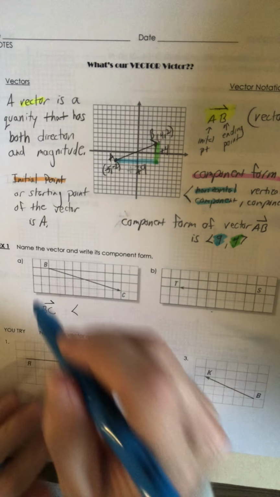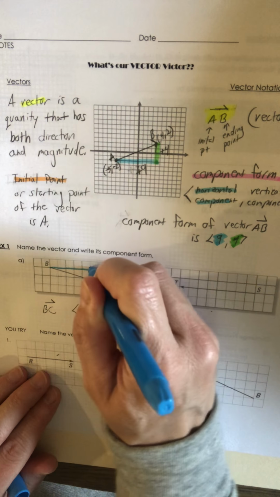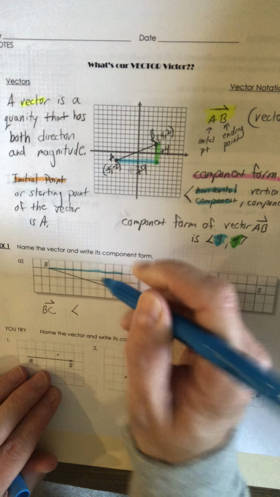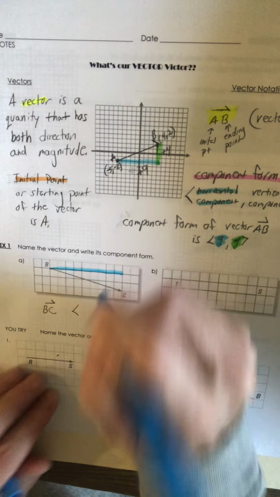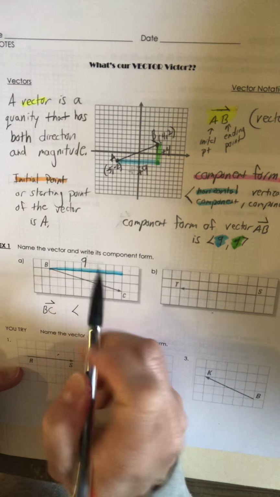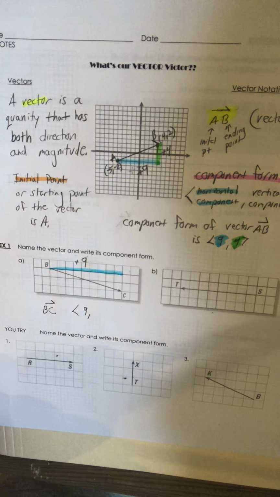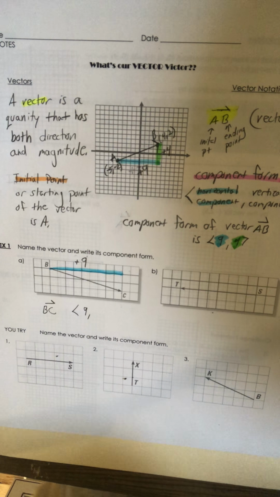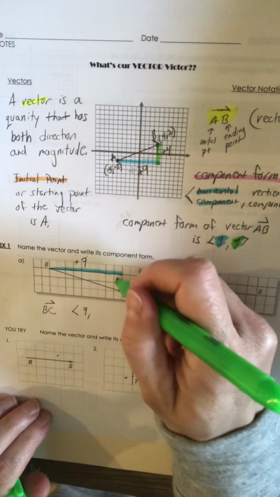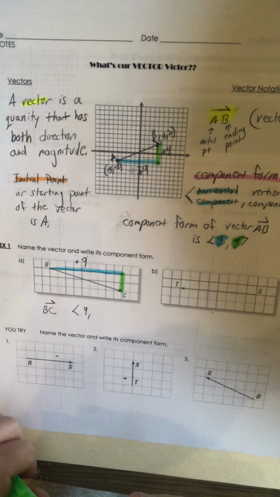Now the component form of that, we have to do our horizontal and our vertical component. I start at B and I count over horizontally first. 1, 2, 3, 4, 5, 6, 7, 8, 9. So I have a horizontal component of 9. I started at B and I moved to the right, so that would be a positive motion. So I put 9. From there, I have to travel to C. From here I'm going 1, 2, but I'm going down 2.